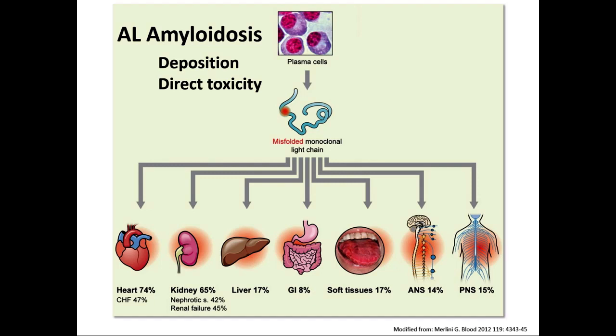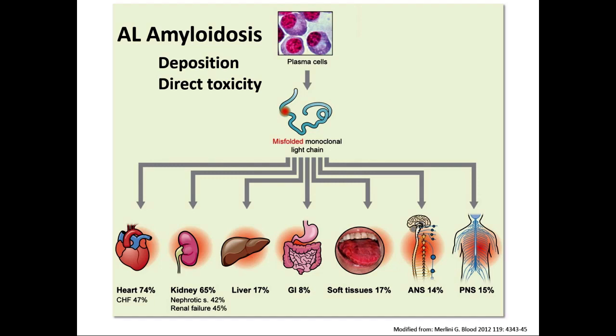In clinic, most commonly these patients will come in and complain about soft tissue deposition. They'll have a very enlarged tongue. They'll often have autonomic nervous system involvement, so they'll have extreme orthostatic hypotension. They don't tolerate any vasodilators, and they'll commonly have peripheral nervous system involvement. So if you see a patient like this in clinic, you really want to consider amyloid in your differential.